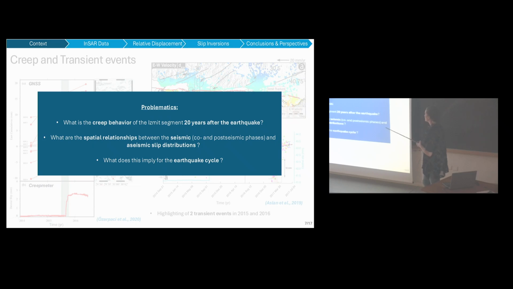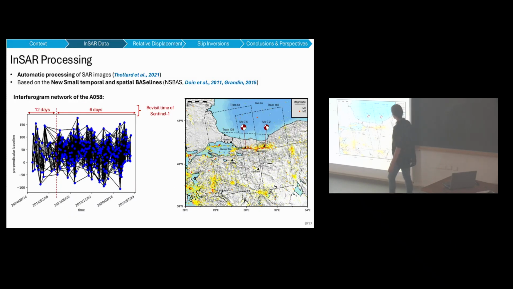To try to answer these questions, we decided to extend the analysis of the creep dynamics of the Izmit segment by using InSAR data. Here, again, you have the Izmit segment. We use three tracks, three InSAR time series of deformation, which have been automatically processed from Sentinel-1 images in the framework of FlatSim. The three tracks overlay the Izmit segment, and we take advantage of the 6-day revisit time of the Sentinel-1 images since May 2016. So we have time series of deformation from May 2016 to the beginning of 2021.